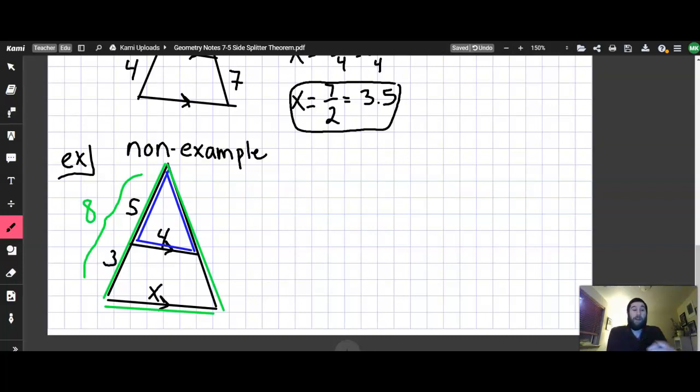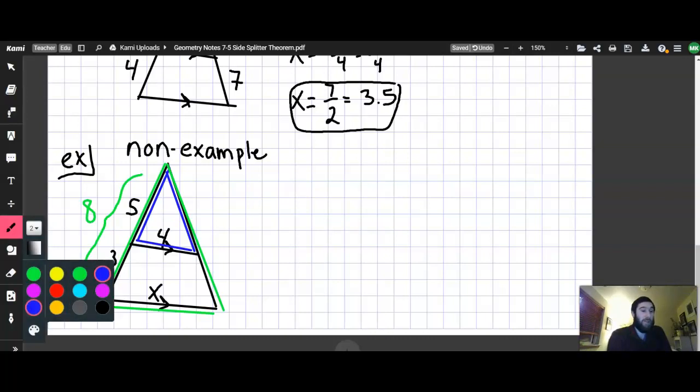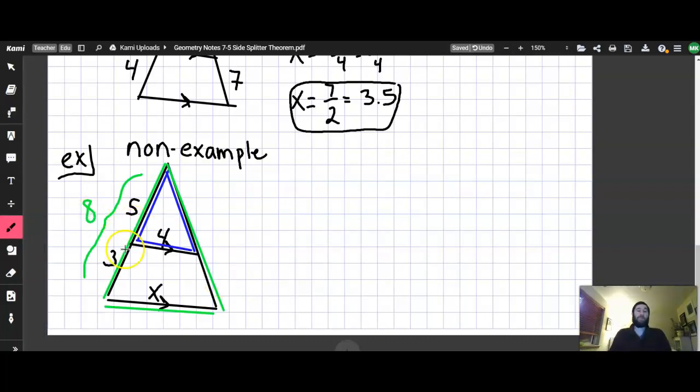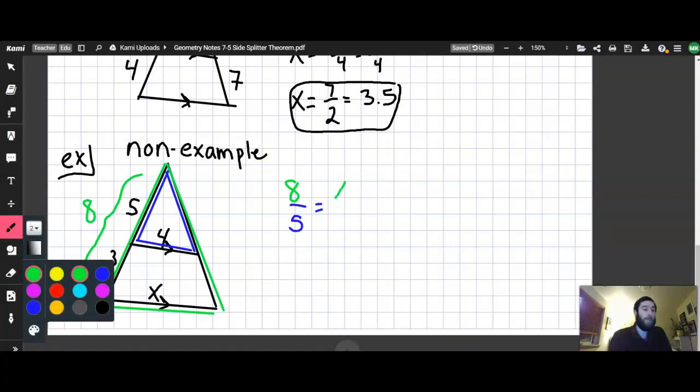So here we have the 5 and the 4. 5 and the 4 is fantastic, and the 8 and the x. So 5 corresponds with 8. I'm going to go ahead and pick the 8 to be the image because x is part of the larger triangle as well as 8. So since those are the larger triangle, I'm going to pick those to be the image. So 8's going to go on top. Boom. The 5's going to go on bottom. And that's going to be equal to the x on top with the 4 on bottom.